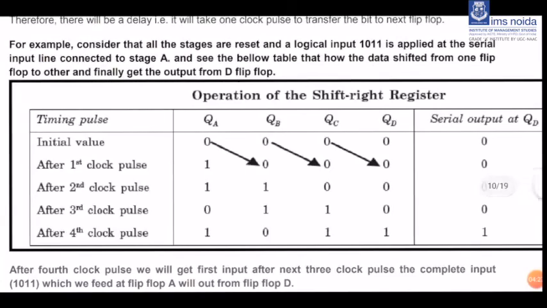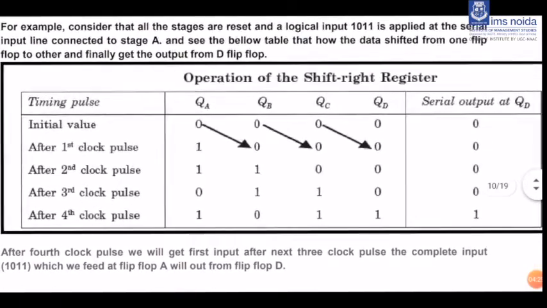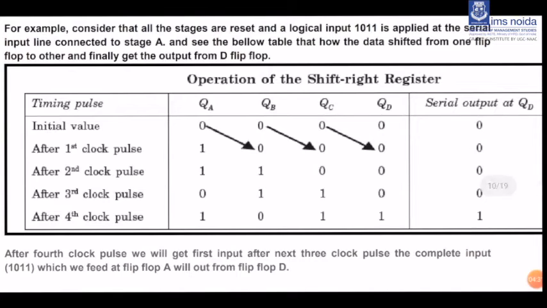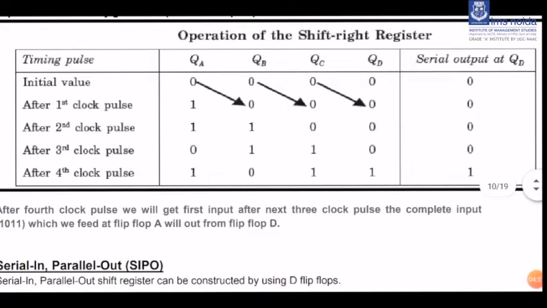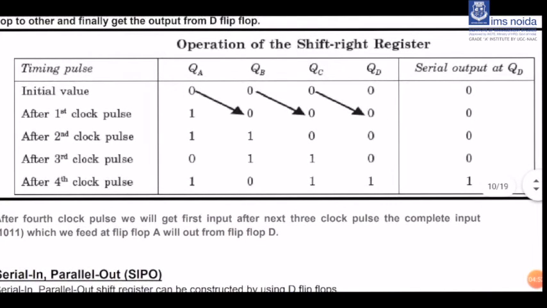So for example, consider all these stages are reset and a logical input 1011 is applied to the serial input line connected to stage A. See the table below to see how the data is shifted from one flip-flop to another and finally we get the output from the D flip-flop. So this is the operation that takes place when the SISO shift register works.